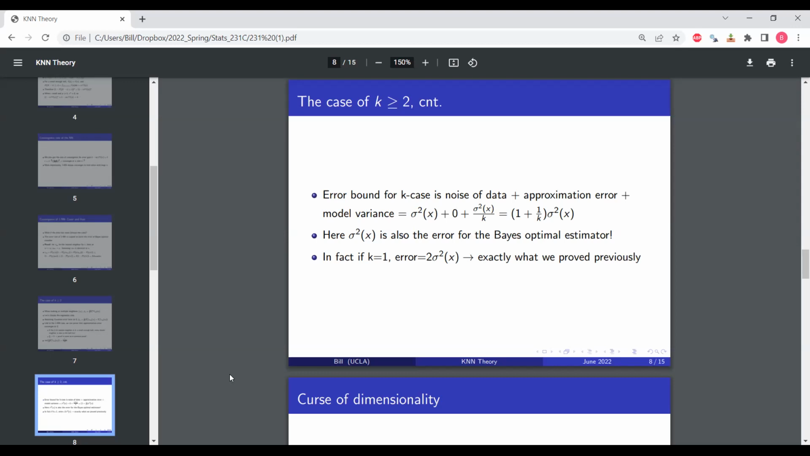And note that sigma square x is also the error for the Bayes optimal estimator that we previously mentioned. And what this says is that, for example, in the previous case where k equals 1, the error is just 2 times the error for the Bayes optimal estimator, and that is exactly what we proved previously. Another thing that I find really interesting about this is that when k approaches infinity, our KNN model will perform as well as the Bayes optimal estimator.